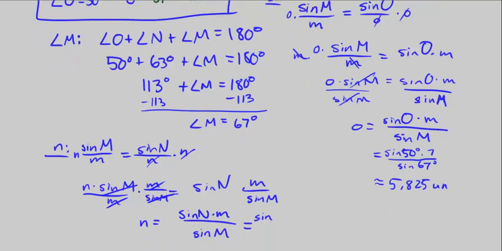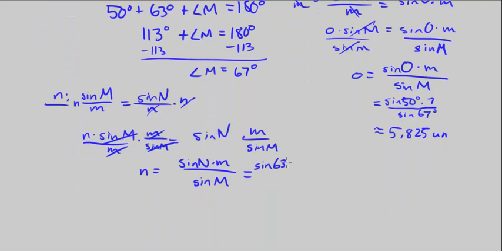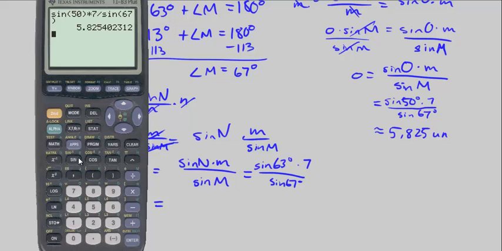Angle N is 63 degrees. Side M is 7 units. Angle M is 67 degrees. Now I plug these into my calculator. Sine of 63 times 7 divided by sine of 67, and I get 6.77, and that 5 rounds up because it's next to a 6.